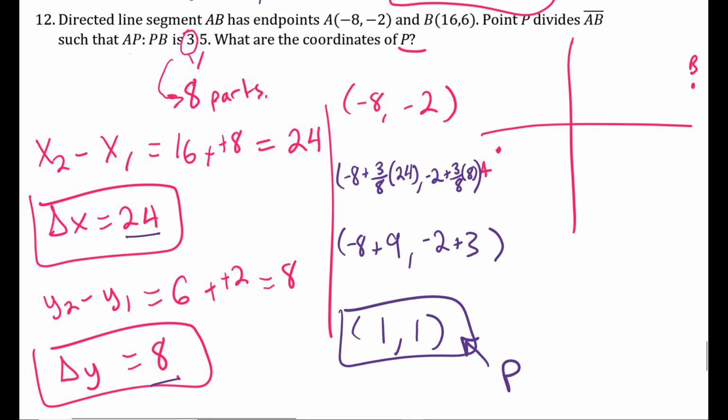And again, I give myself a rough estimate of 1, 1. So it looks like it's going to be on that line. My picture is not very accurate, but if you have a set of graph paper, it's easier to graph this. And it should be a little bit closer to A than it is to B, so everything checks out here.